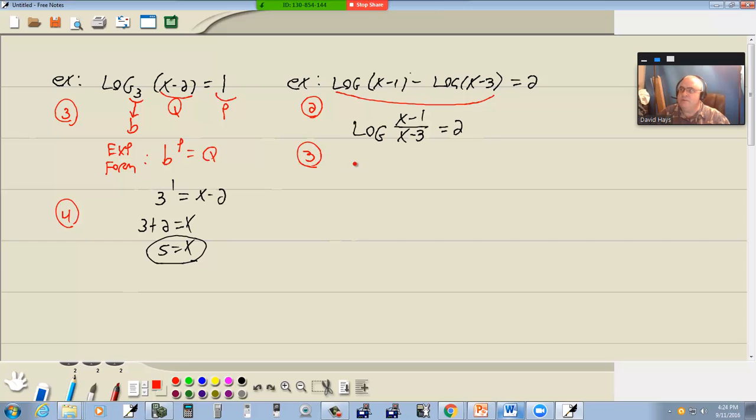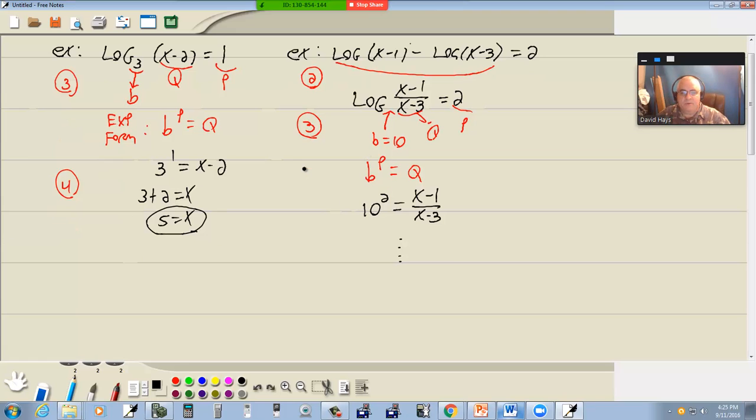Step 3, use your definition of log to rewrite in exponent form. Remember, whatever number's right here is your base, and there is no number here, but it does say log, so that means our base is 10. Whatever's right here is going to be our q, and the other side will be our p. So we got b to the p is equal to q. So we plug in everything we identified. Well, b was 10, p was 2, and q is x minus 1 over x minus 3. And then you solve it down from there. I'm not going to continue that. Usually when I make these up, they don't come out where they actually work out or anything.